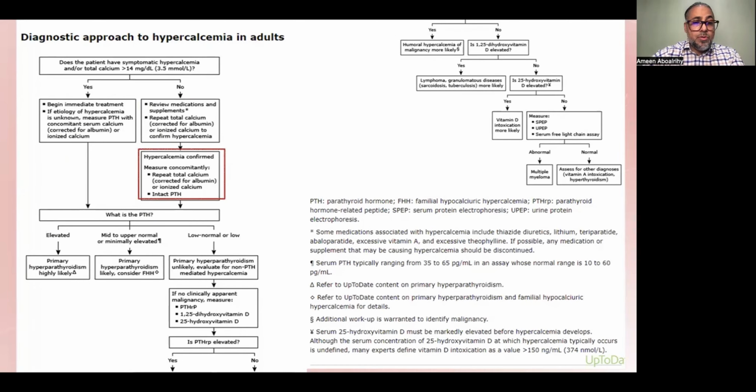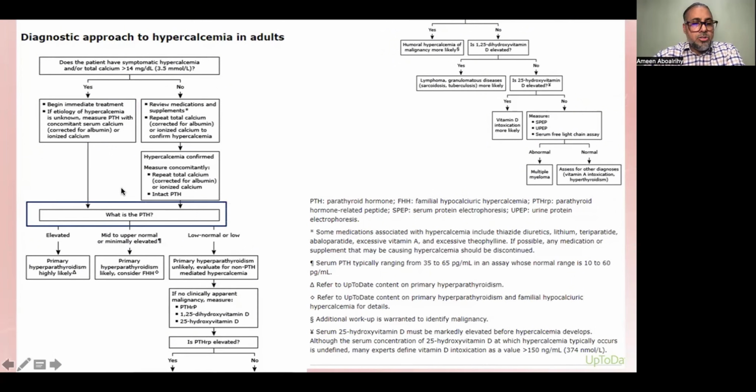If hypercalcemia is confirmed, you measure, concomitantly with the ionized calcium, the intact PTH. If the calcium is above 3.5 millimole, you don't wait; you have to start immediate treatment. And if the etiology is unknown, you measure PTH.